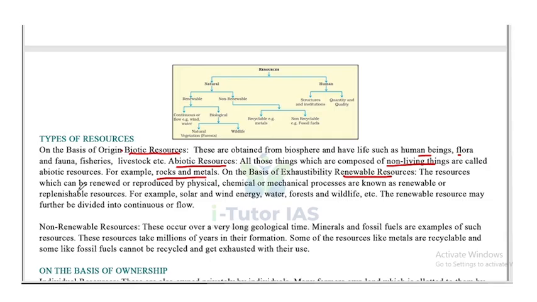The resources which can be renewed or reproduced by physical, chemical or mechanical process are known as renewable or replenishable resources. So what is renewable? Those resources which can be renewed or reproduced by physical, chemical or mechanical process are known as renewable or replenishable resources. Example, solar and wind energy, water, forest and wildlife. So these are renewable resources. The renewable resources may further be divided into continuous or flow. Now, non-renewable resources.